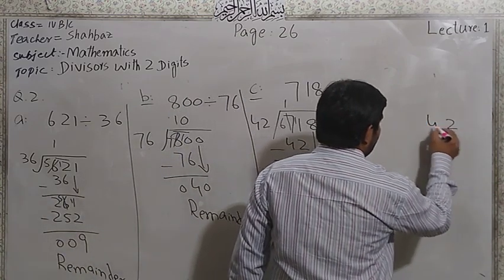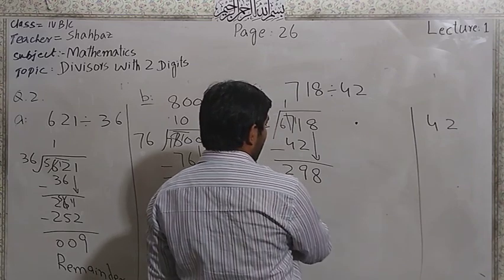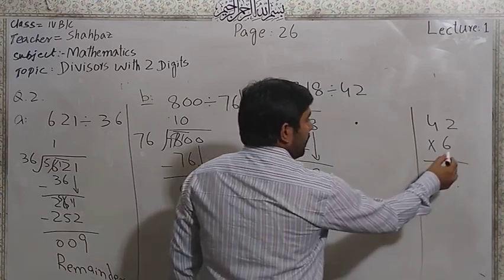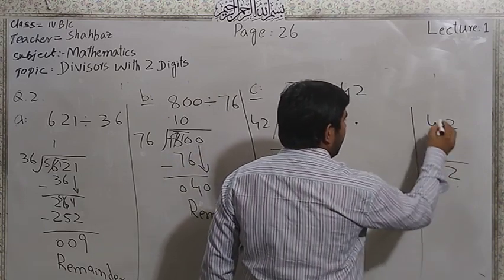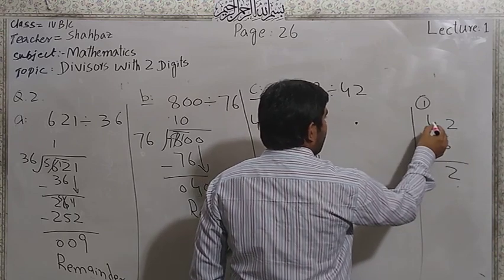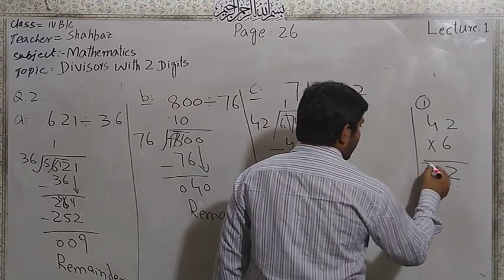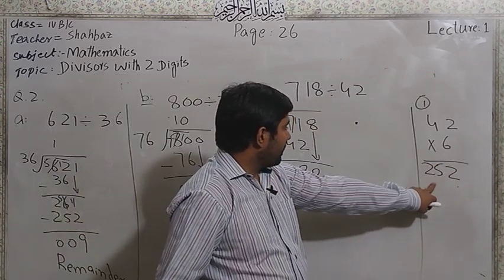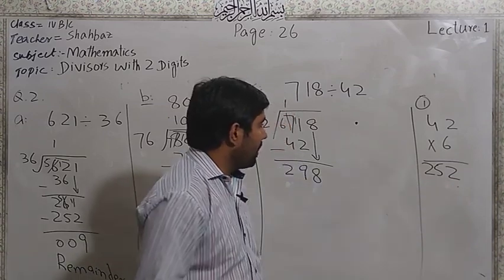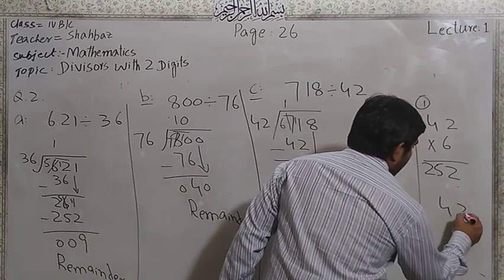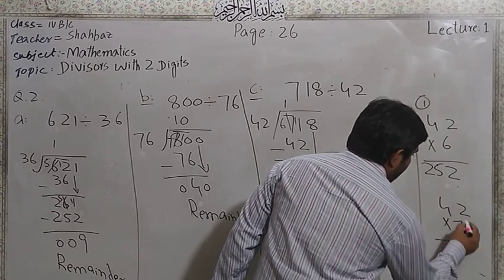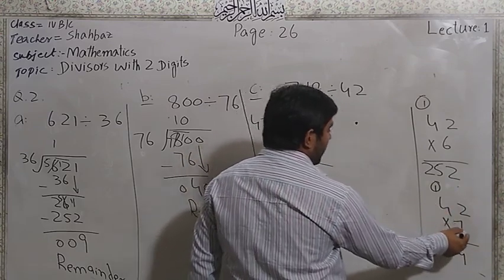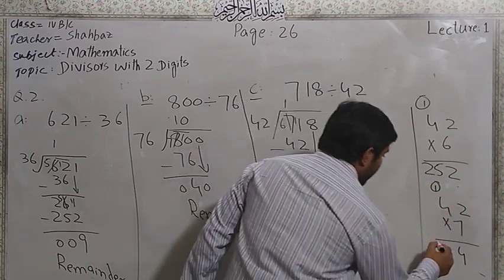You will guess how many 42s are equal or less than 298. Multiply by 6. 6 2s are 12. 2 will be here. 1 will be carried. 6 4s are 24 and 1, 25. When you multiply with 6, it will be 252. And if you want to check with 7, 7 2s are 14, 4, 1 will be carried, 7 4s are 28 and 1, 29.